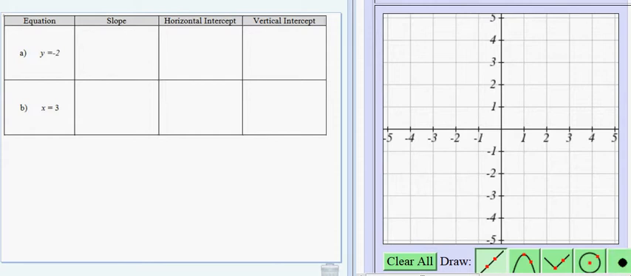In this problem, we're given two equations, y equals -2 and x equals 3, and we're asked to find the slope and the horizontal and vertical intercepts. To help visualize this, I'm going to graph these two equations to help us find these answers.